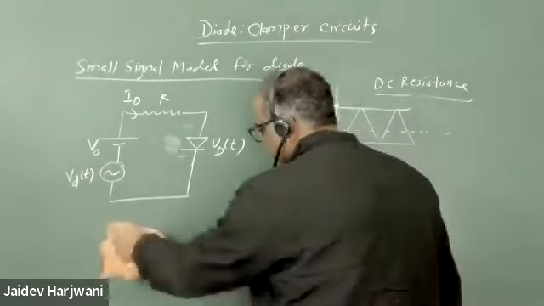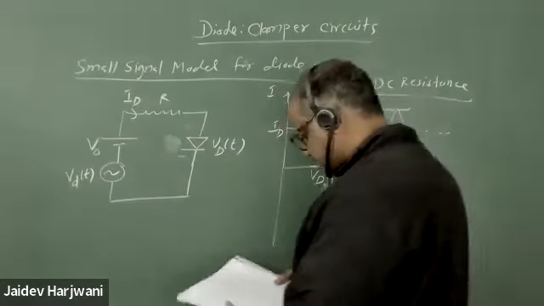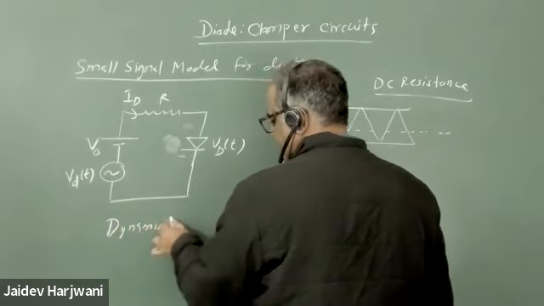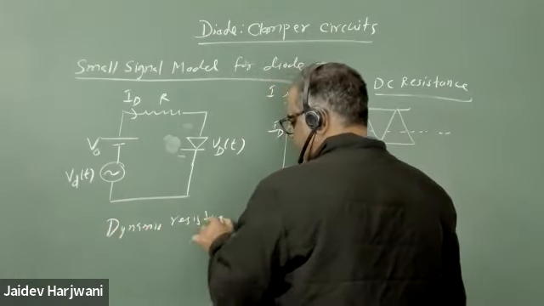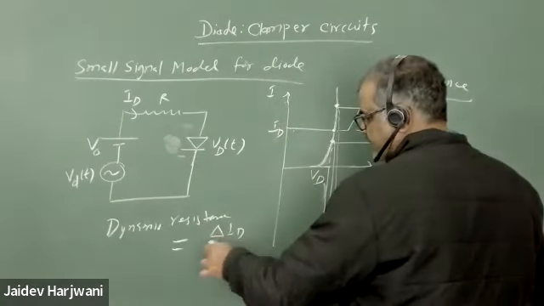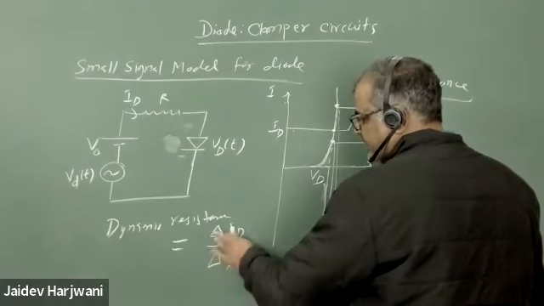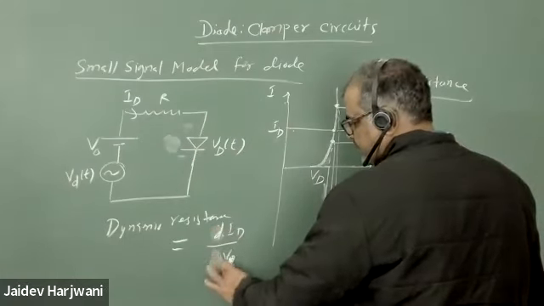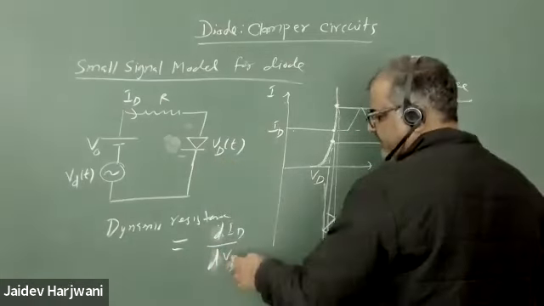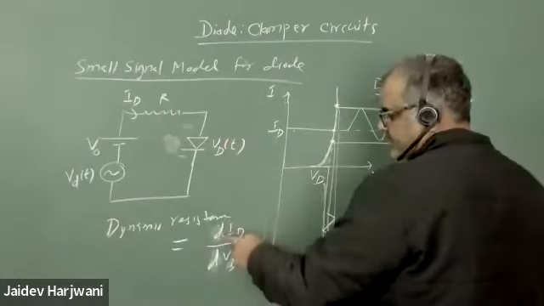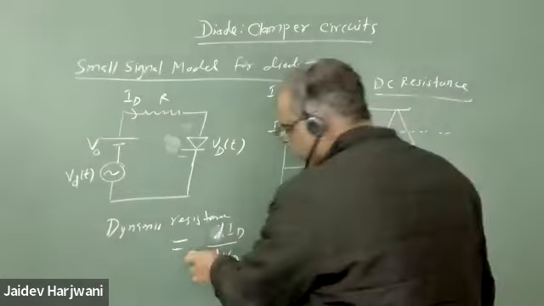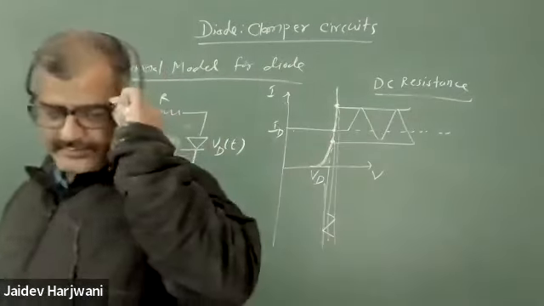Now if I want to write what is my dynamic resistance, how can I write? I can write this delta ID upon delta VD, or dID upon dVD, isn't it? Now, how much is the voltage across this diode VD and how much current will flow in the circuit? The ratio of these two we will call your dynamic resistance. Now, I want to calculate this dynamic resistance for the circuit.